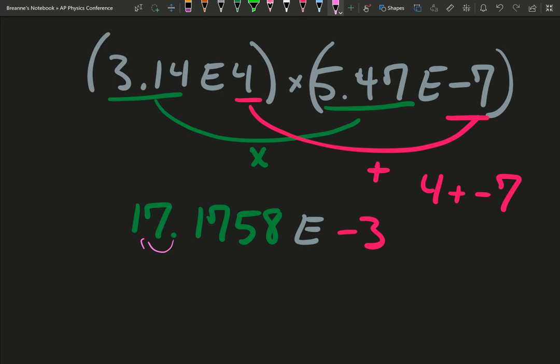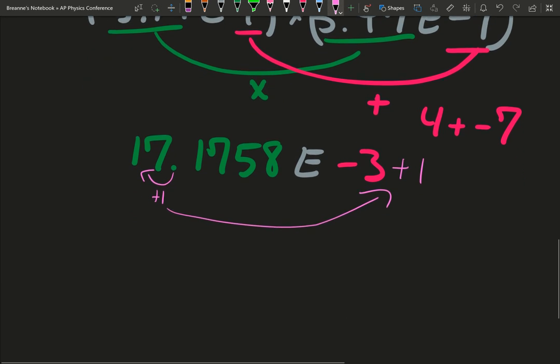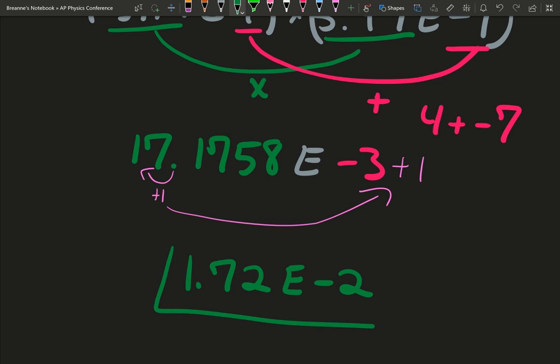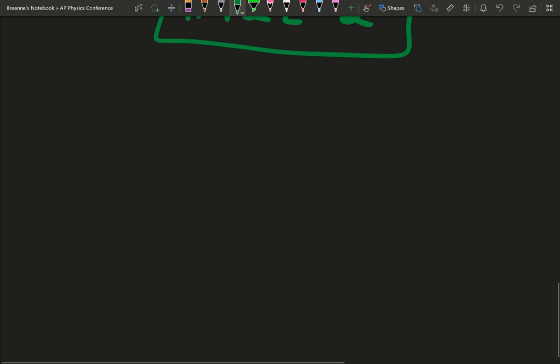We need to move our decimal, so we get a +1 there. So now our answer is 1.72 E to the negative 2. Again, I accepted all kinds of different answers, but that was the answer I was most looking for.